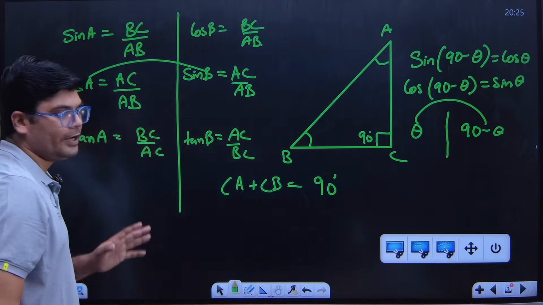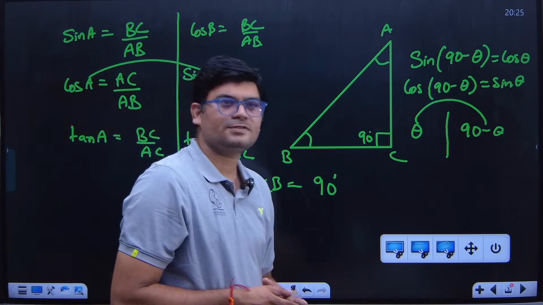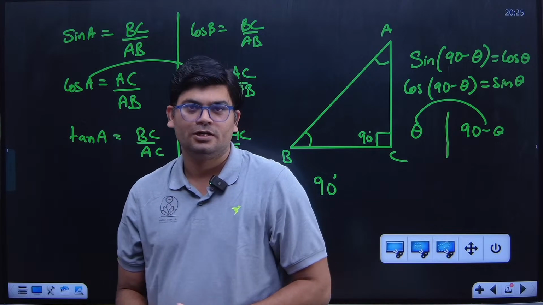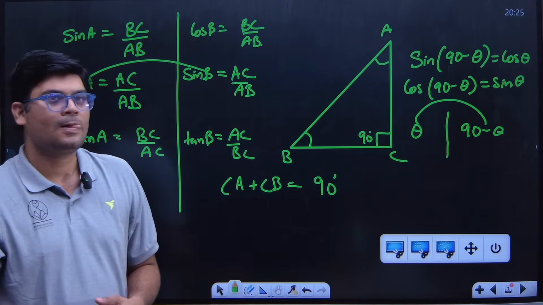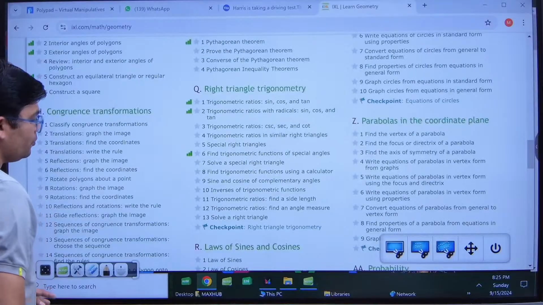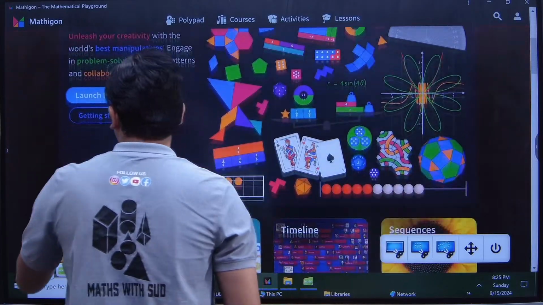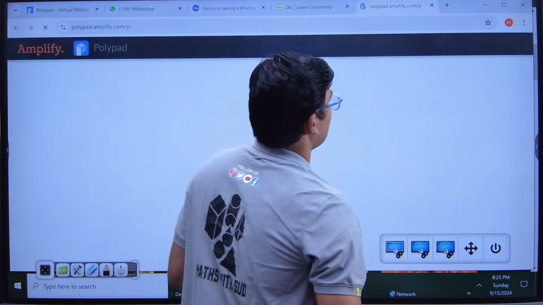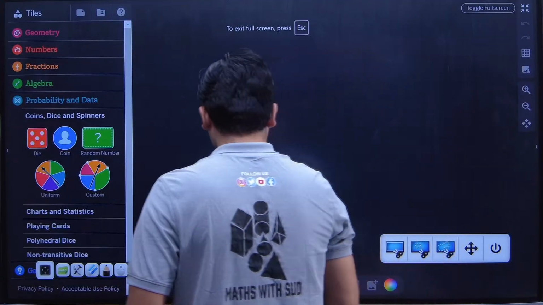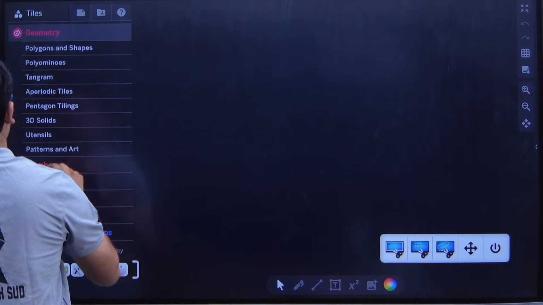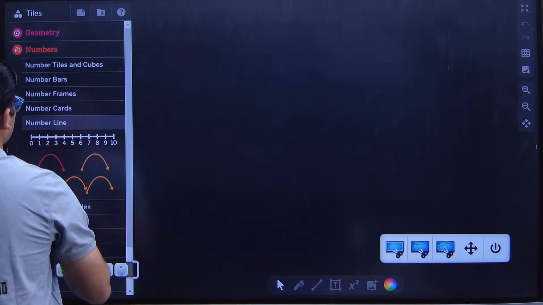So you understood what is a sine of something, what is a cos of something. It is a ratio. Ratio of what? Ratio of the length. Now I am going to show you some values and how these trigonometric angles are formed in the real world. So in front of you, I am going to draw some lines now.